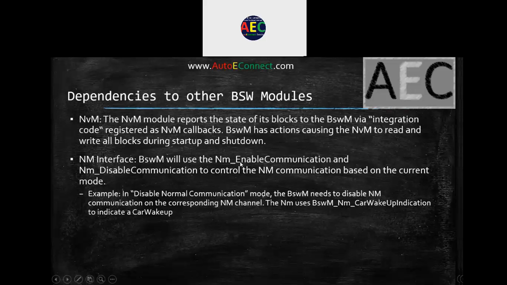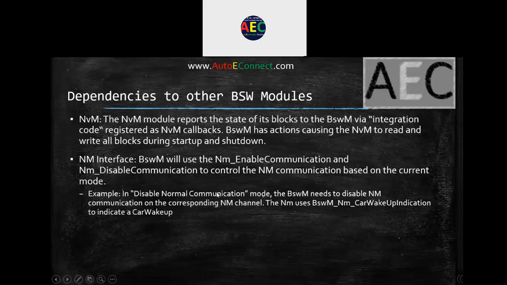Based on the indications it receives from NM, that is enable communication or disable communication, BswM will accordingly perform the actions on the communications. Let's say a small example. In disable normal communication mode, the BswM needs to disable NM communication on the corresponding NM channel. The NM uses BswM NM car wake up indication to indicate a car wake up.